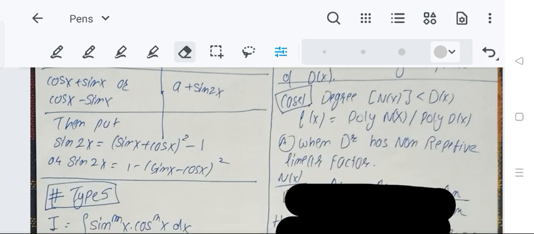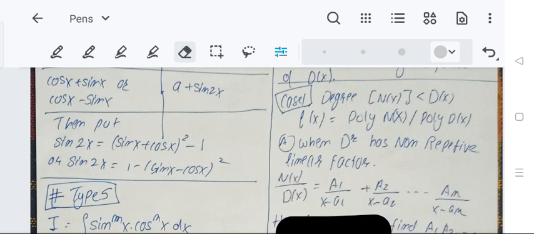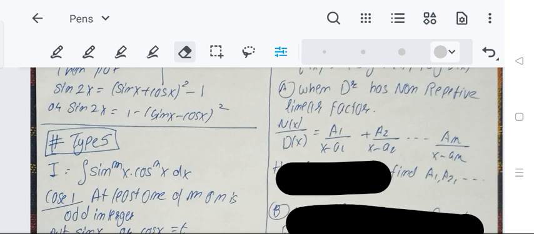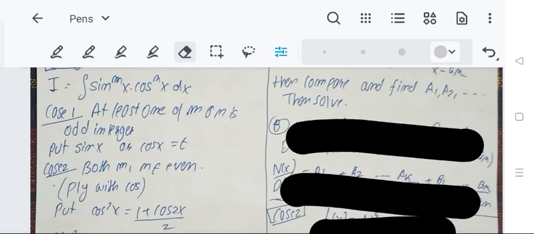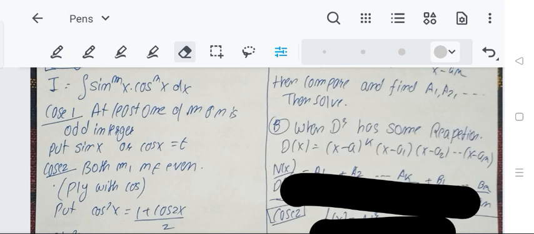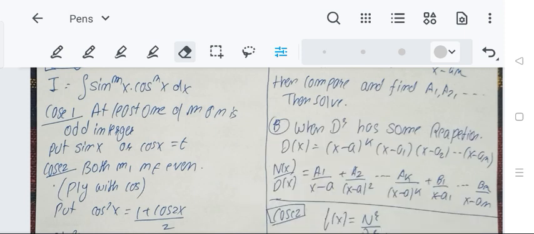Case 1 is when the degree of the denominator is greater than the degree of the numerator. In that, one part is when the denominator has non-repeated linear factors. So simply write N(x) upon D(x) as a1 upon (x minus a1) plus a2 upon (x minus a2) and so on, then compare and find a1, a2, and your question will be easily solved. Then the other part is when the denominator has repetitive factors.